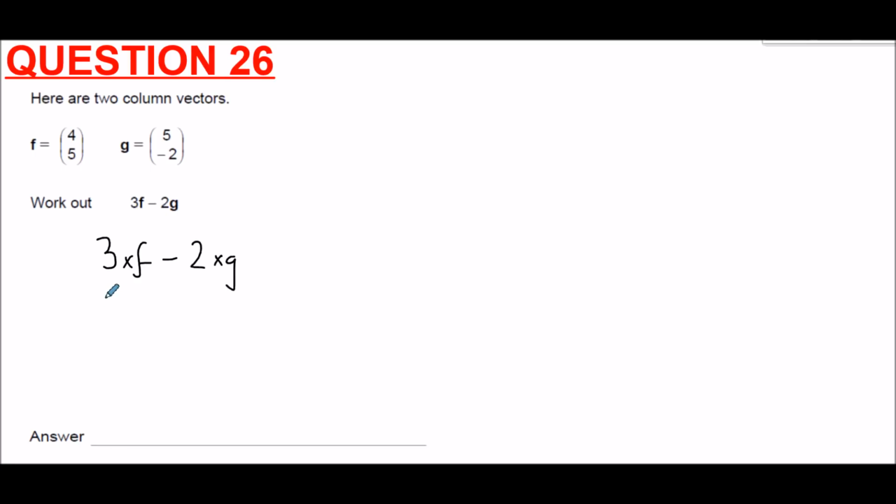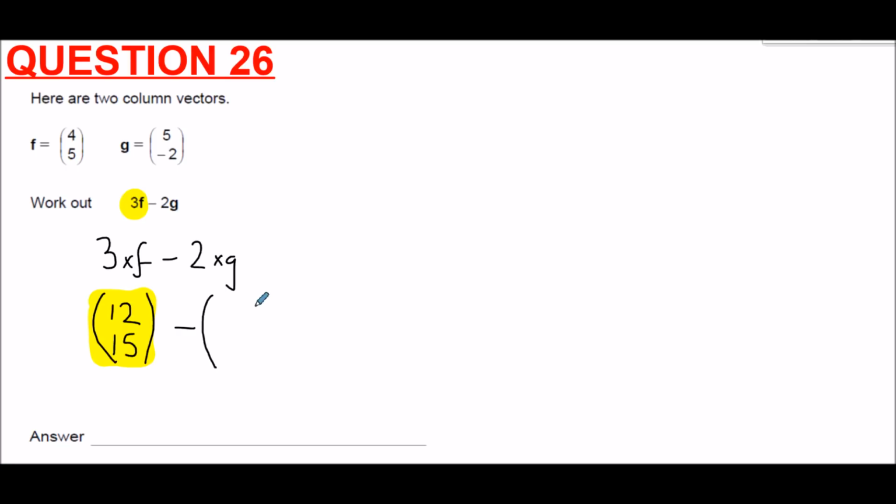And so f is 4 and 5. So if we multiply each number by 3, f is 4 at the top, so 4 times 3 is 12, 5 times 3 is 15. And so 3f is 12 and 15. And from that, we're going to take away 2g.